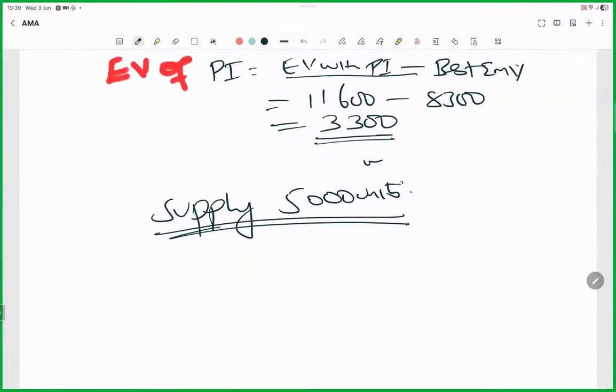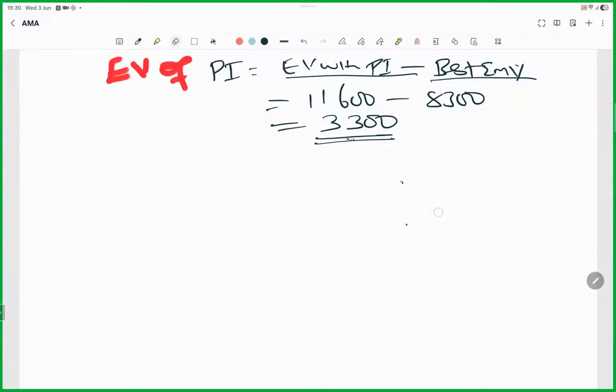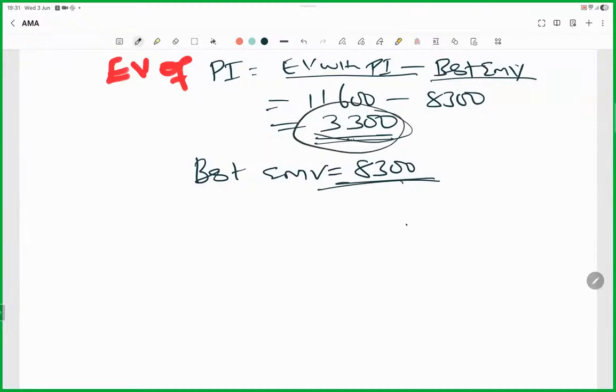Now, EVPI is EV with PI minus the best EMV, which gives us 3,300. In this case, you are going to incur this money to pay an expert, expecting to get how much? Expected value with, not with, expected best EMV, sorry. So the best EMV is 8,000 here. On average, we expect to get this amount. And the expert is asking us for 3,300. Are we okay with that or not?